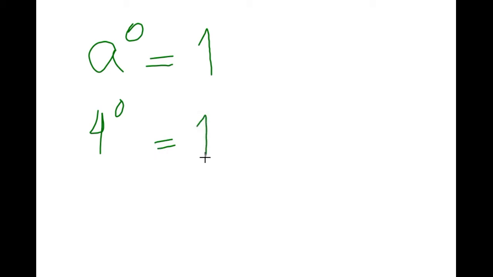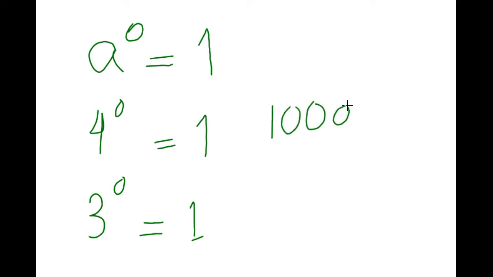Next we have the power of 0. Now any number, let's say we have a that is a variable, it can be any number, it is being raised to power 0. The answer to such numbers will be 1. 4 raised to power 0 is equal to 1. 3 raised to power 0 is equal to 1. 100 or 1000 even raised to the power of 0 will be equal to 1.